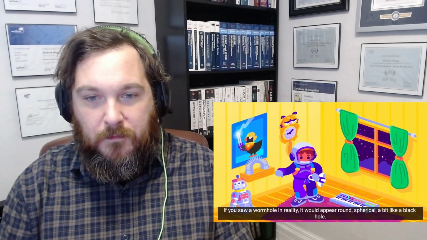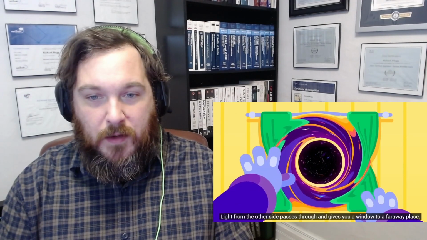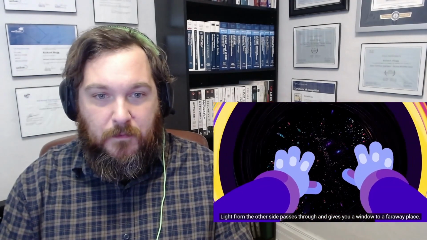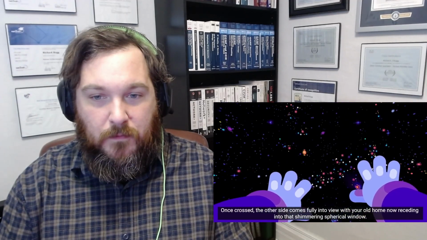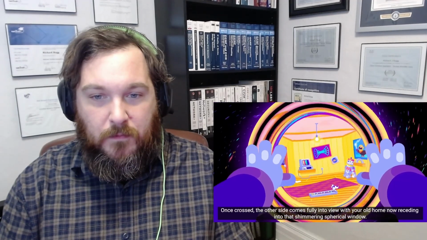If you saw a wormhole in reality, it would appear round, spherical, a bit like a black hole. Light from the other side passes through and gives you a window to a faraway place. Once crossed, the other side comes fully into view, with your old home now receding into that shimmering spherical window.